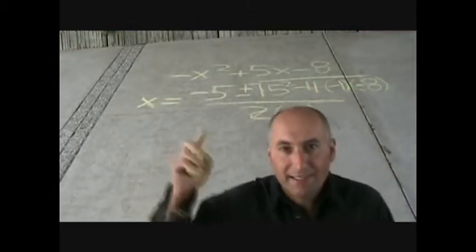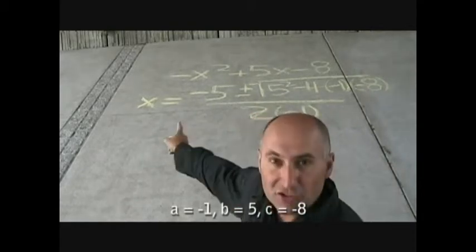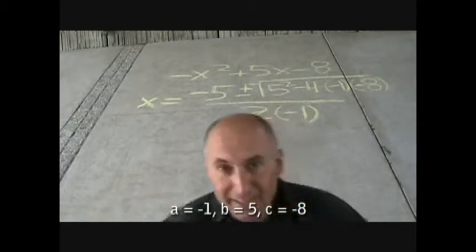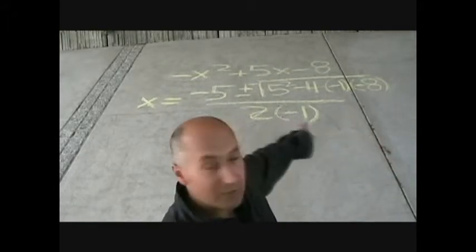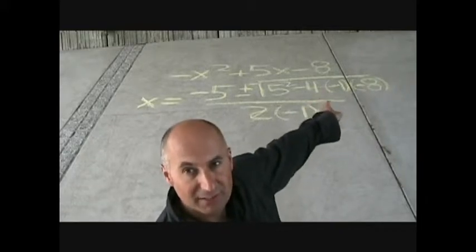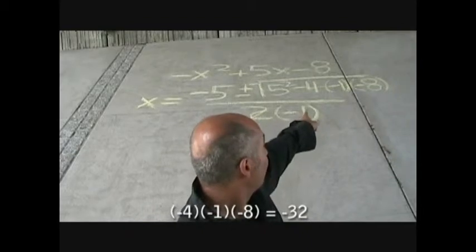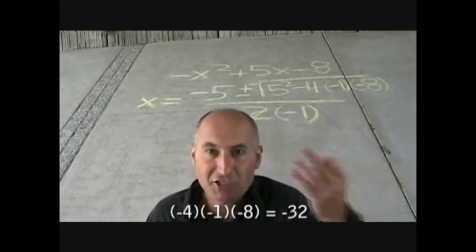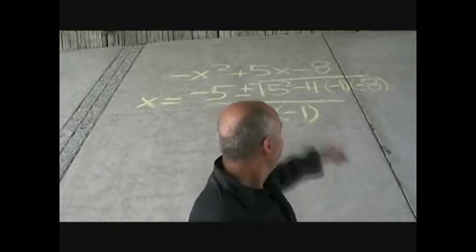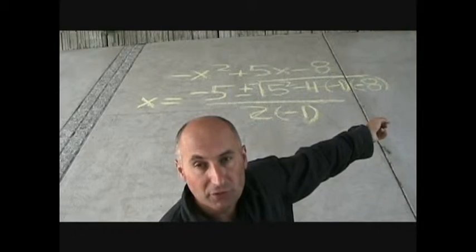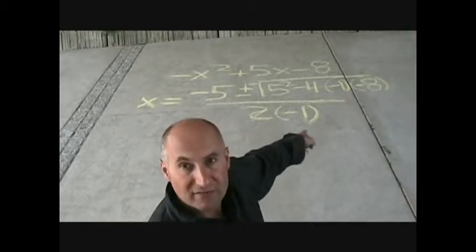So what we got is negative 5 plus or minus the square root of 5 squared, which is going to be 25, minus 4 times -1 times -8. Now, what we have inside there in the discriminant is -4 times -1 times -8. That's 3 negatives multiplied together, right? So that's going to be a negative number. And 4 times 1 is just going to be 4. 4 times 8 is going to be -32, right? And at the bottom, we got 2 times -1.